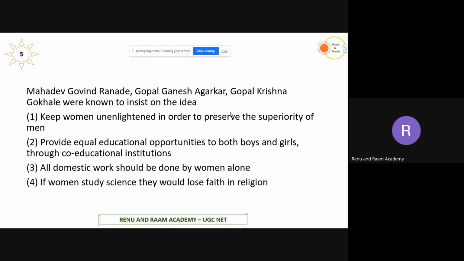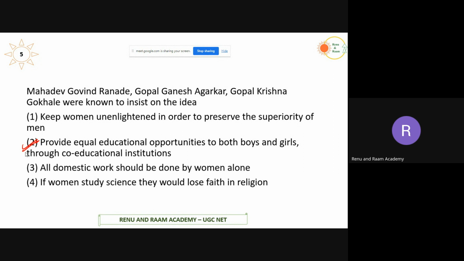The first statement here is: keep women unenlightened in order to preserve the superiority of men. Second one: provide equal opportunities to both boys and girls through co-ed institutions. Third one: all domestic work should be done by women alone. And fourth one: if women study science, they would lose faith in morals. If you take all the things here, the apt answer would be the second one. So they feel that both men and women are equal and they have to provide education.